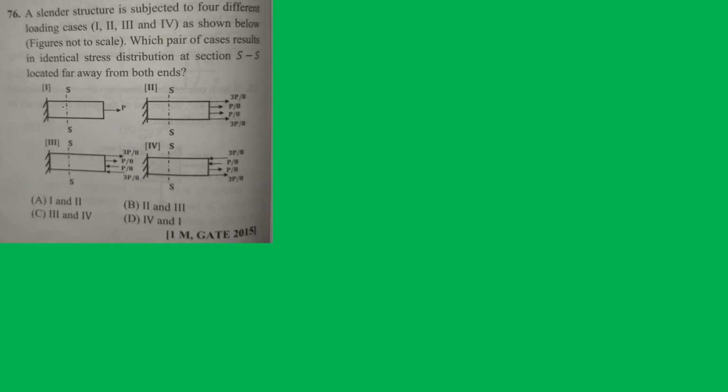The first one is very simple. You have a body, fixed at one end, and you are applying some load from the CG point, and that load is P, and this is the section SS. There the stresses will be uniform in nature. Now there is another one. This is the first one, this is the second one.